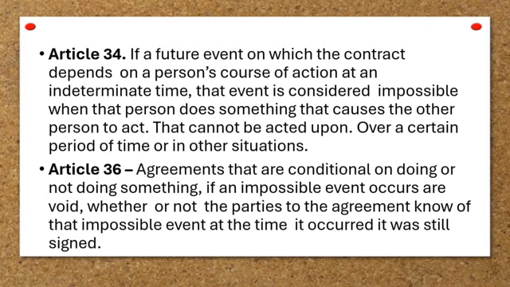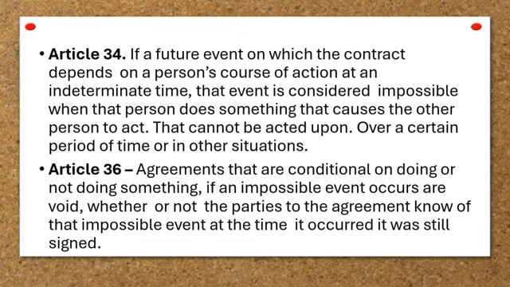Now, let us see Section 34. If a future event on which the contract depends is a person's course of action at an intermediate time, then that event is considered impossible. When that person does something that causes the other person to act in a way that cannot be acted upon over a certain period of time or in other situations.